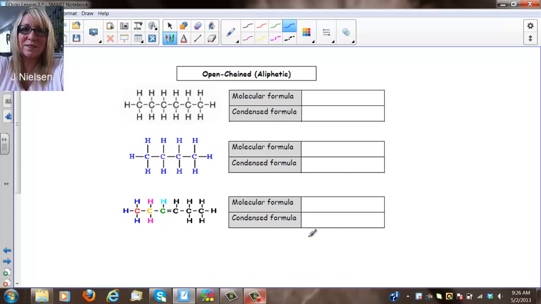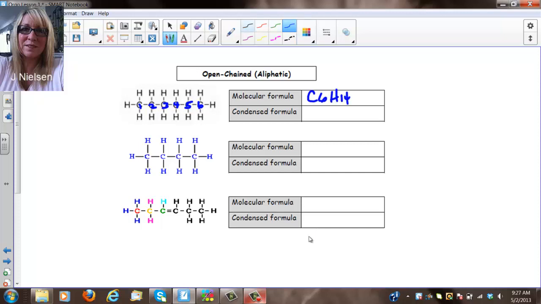Open-chained carbons are also referred to as aliphatic. So in this case, we're going to demonstrate the molecular formula. So molecular means I need to show the number of carbons and number of hydrogens. So let's count them up. So we have 1, 2, 3, 4, 5, 6. So I have C6. I have double those hydrogens. That's 12, 13, 14. So H14.